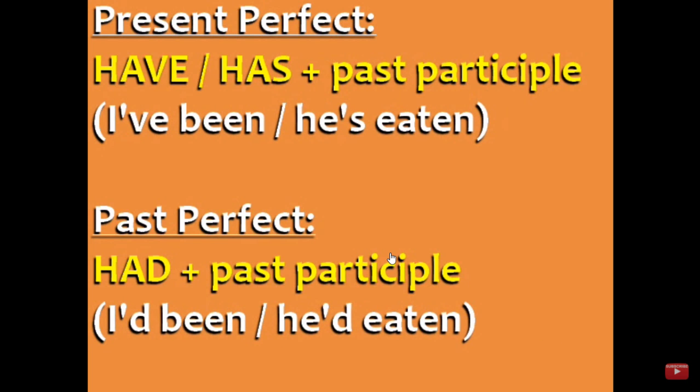In spoken English, it's very common to use the short form. In the present perfect, I've been and he's eaten. And in the past perfect, I'd been and he'd eaten.